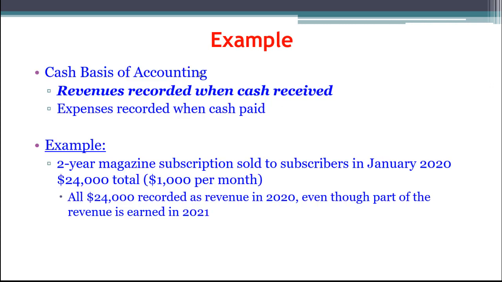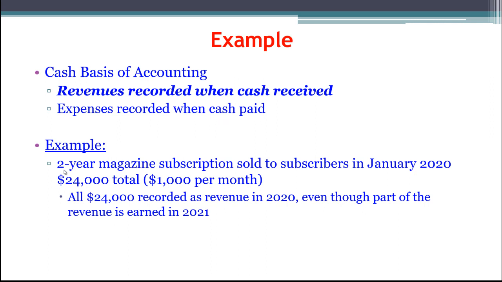Now, we're going to start talking about the next section, the adjusting entries, both creating the journal entry, recording it, and posting it. So let's first talk about the difference between the cash basis of accounting and the accrual basis of accounting so you can understand why it matters. Under the cash basis of accounting, revenues are going to be recorded just when cash is received, and expenses will be recorded when cash is paid.